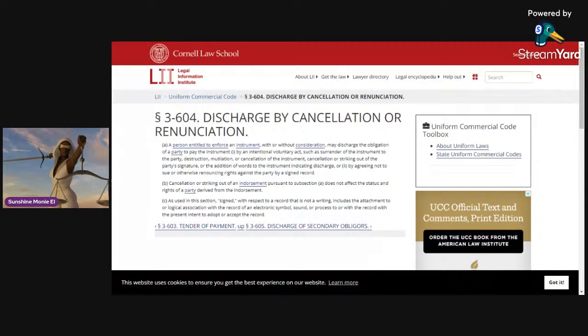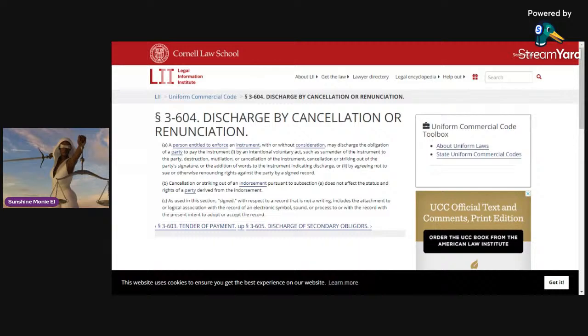C. As used in this section, signed with respect to a record that is not a writing includes the attachment to or logical association with the record of an electronic symbol, sound, or process, with the present intent to adopt or accept the record. Mm-hmm. So, sometimes you might endorse something on the internet, so you typed it instead of using your actual handwriting signature. Mm-hmm. So those are allowed as well as symbols, which is how initials are accepted. Yep.